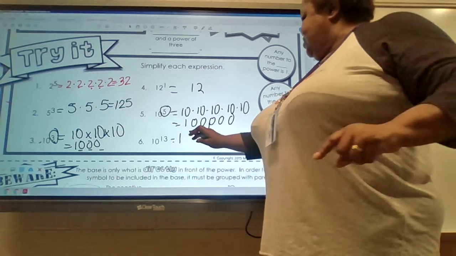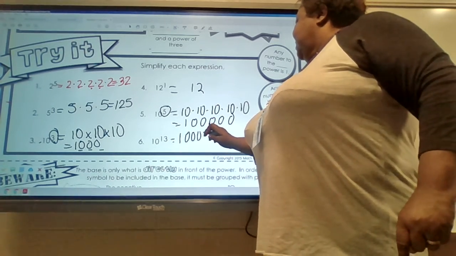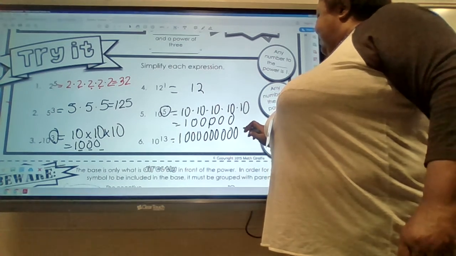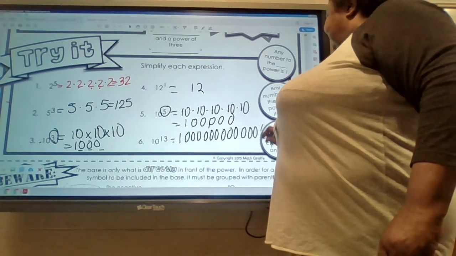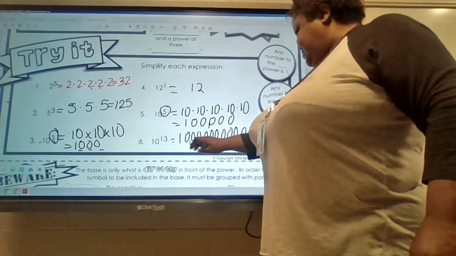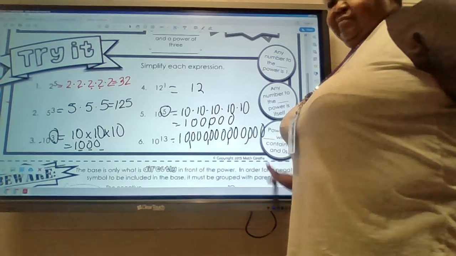10 to the 13th power, it's going to be a 1 and how many zeros? Right, 13. Y'all are so smart. 1, 2, 3, 4, 5, 6, 7, 8, 9, 10, 11, 12, 13. And then I'm going to put my commas in there. So it's a big number.